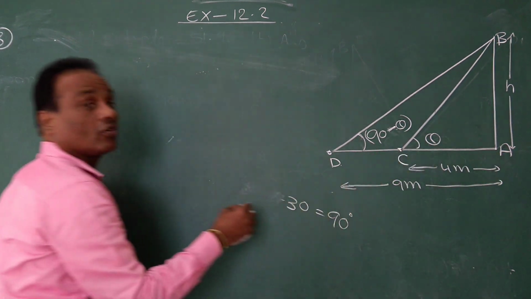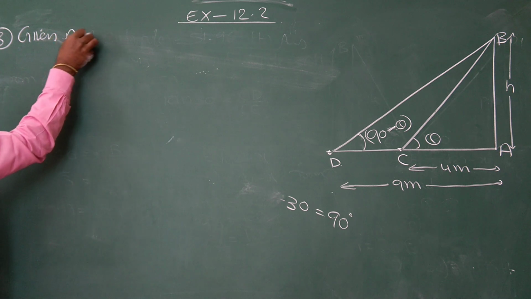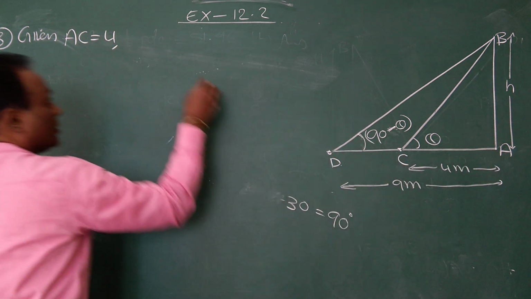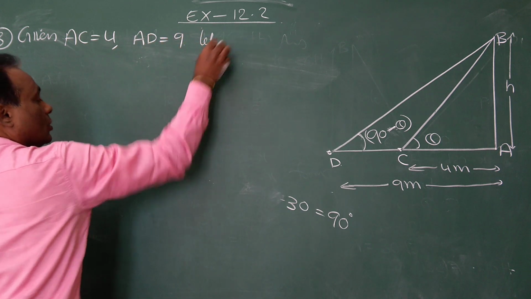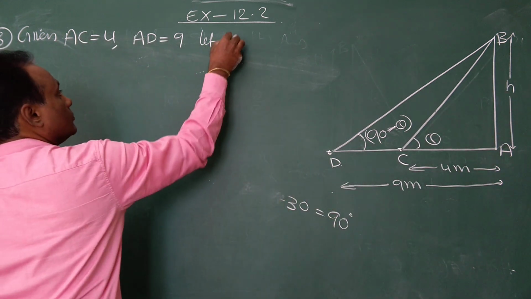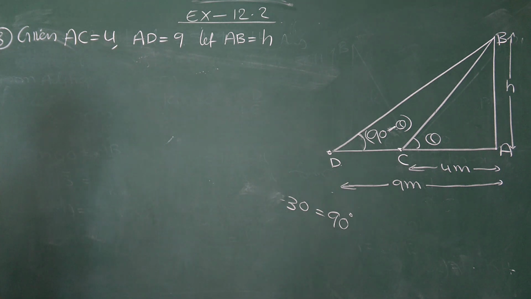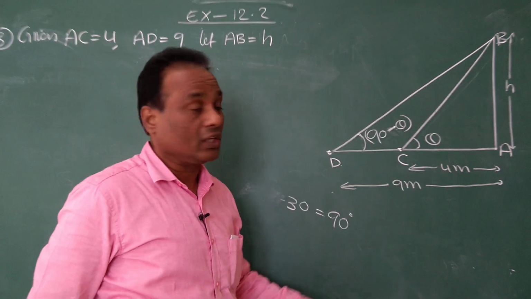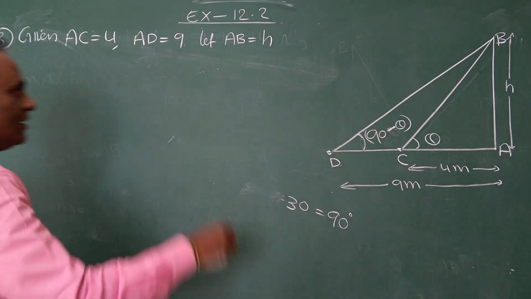Given AC is equal to 4. AD is equal to 9. Let the height of the pole be h. These two angles are complementary. So therefore, if this is theta, this will be 90 minus theta.